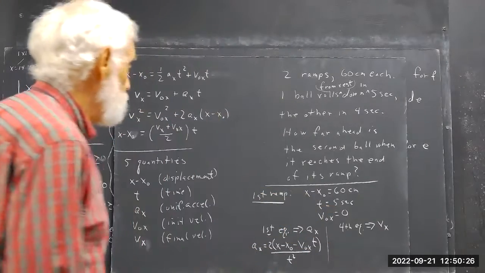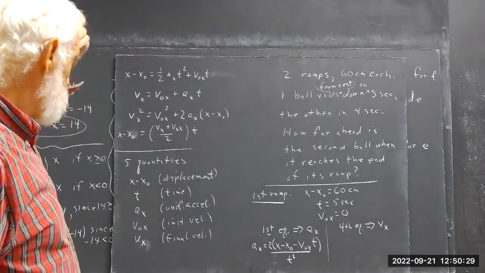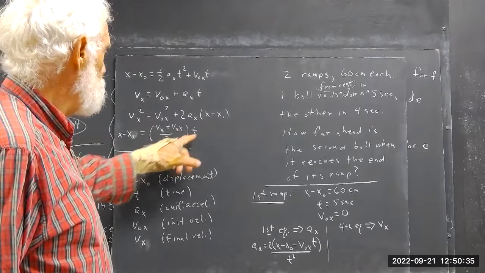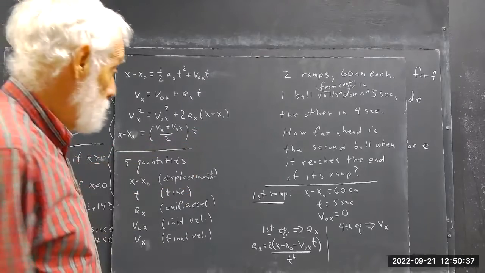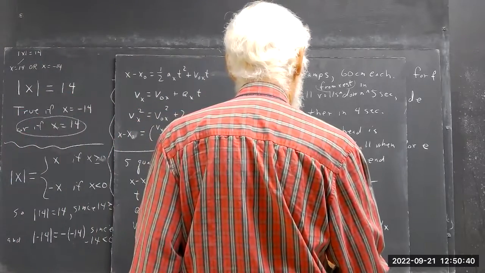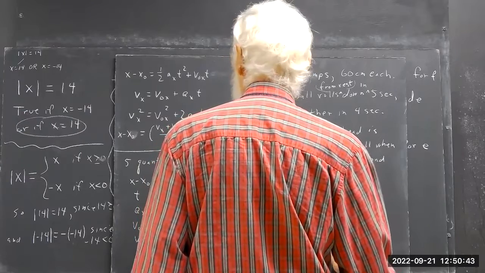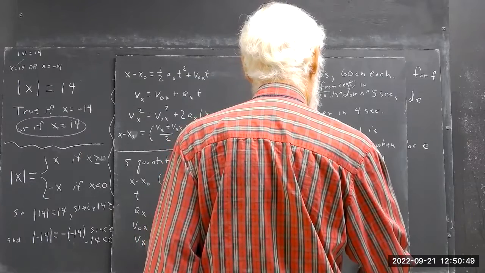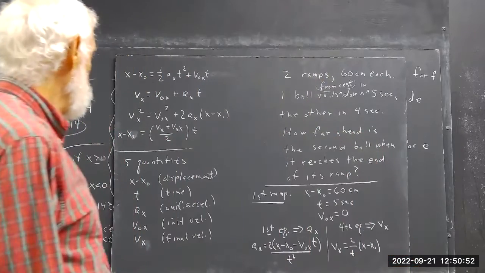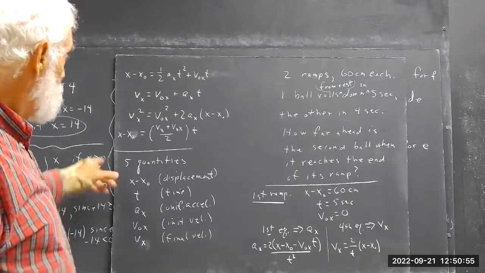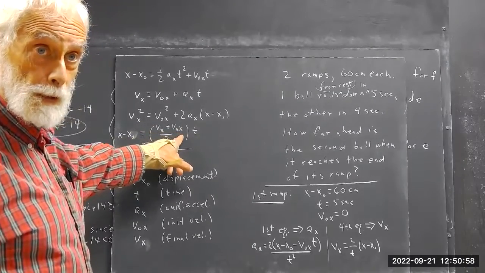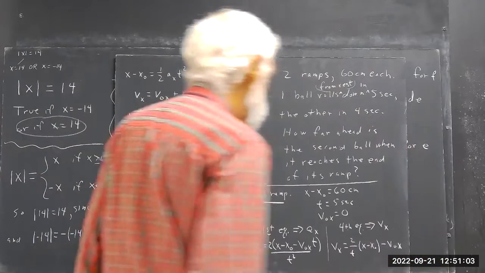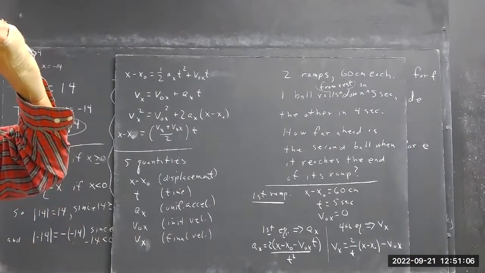We solve the second one for Vx, okay? Well, what do we have to do here? First of all, we can multiply the x minus x naught by 2 over t, okay? So we get Vx equals 2 over t times the x minus x naught. But then we still have a V naught x over here that we have to subtract from both sides. Well, there it is. Okay.